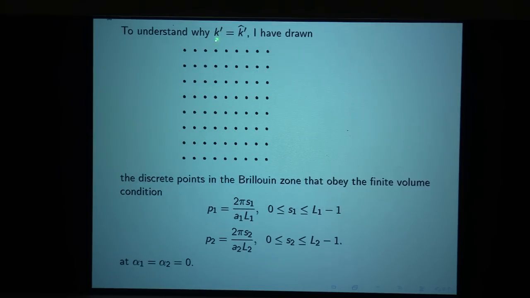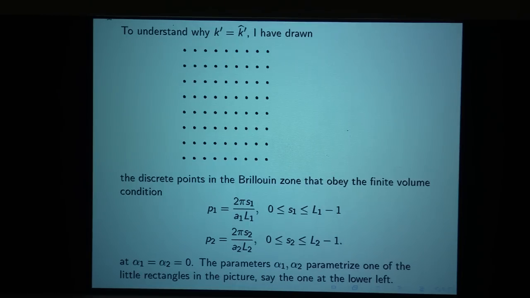Now, to understand why K prime equals K prime hat, I've drawn the discrete points in the Brillouin zone that obey the finite volume condition. The reason I drew a rectangular lattice rather than a square lattice is that this one is the dual lattice. So if the lattice constant is small in one direction, the quantum momentum is big in that direction and vice versa. So this lattice is kind of perpendicular to the one we started with. And now I've drawn schematically the discrete points in the Brillouin zone that obey the finite volume condition when alpha 1 and alpha 2 are 0.